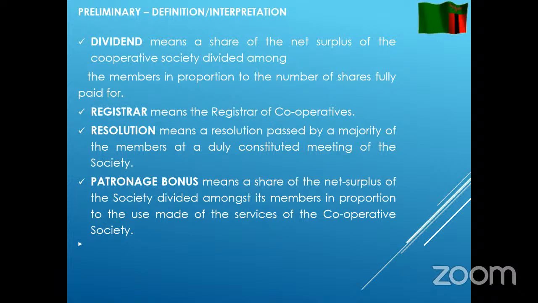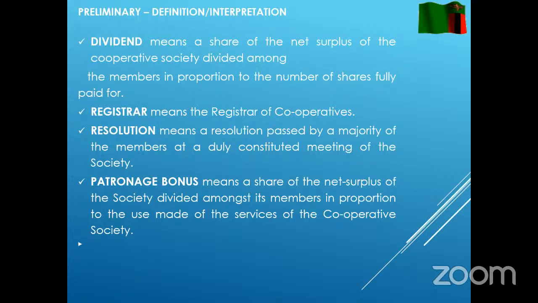Then you have what is called the patronage bonus. This depends on how much business a member does with the cooperative, and it comes from the net surplus that the cooperative realizes. So in your bylaws, there should be a limit. If you have agreed that a member should do business up to $1 million for one to actually deserve patronage bonus. So when you declare these profits, the board will sit and make a recommendation on how best to reward those people that are doing business with the cooperative.